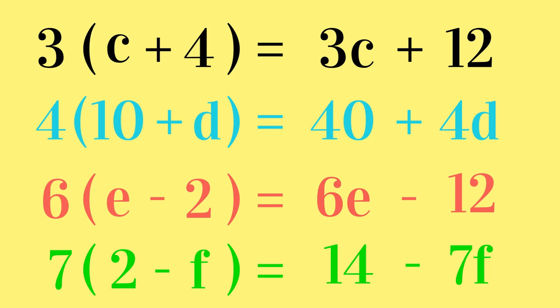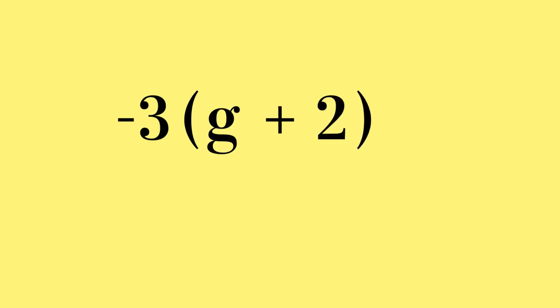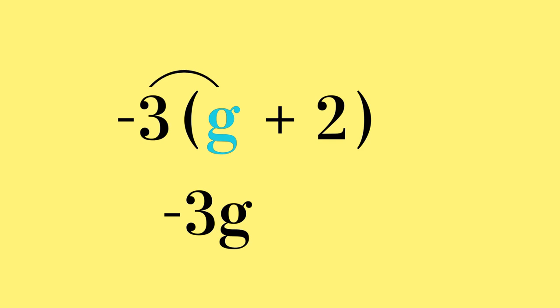You might have a negative term outside of the brackets, such as -3(g + 2). Here we multiply negative 3 and g to get negative 3g. Then we multiply negative 3 and positive 2, which gives us negative 6. So we have expanded the brackets to get -3g - 6.